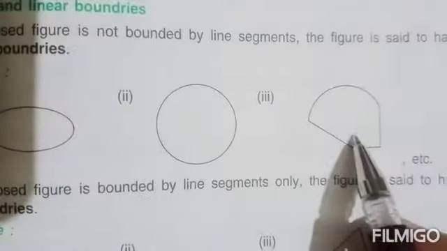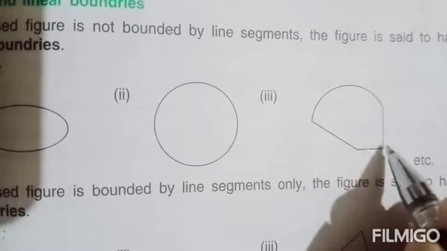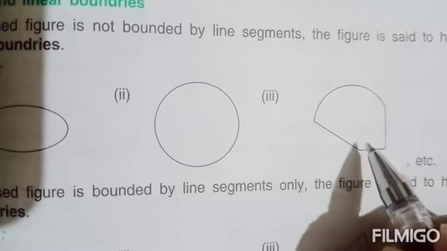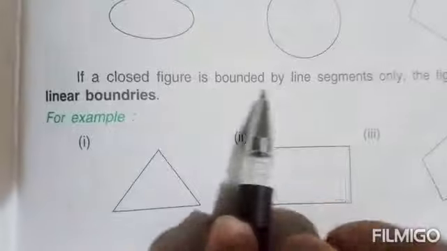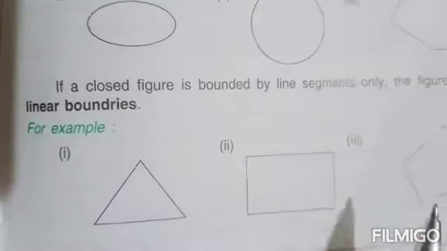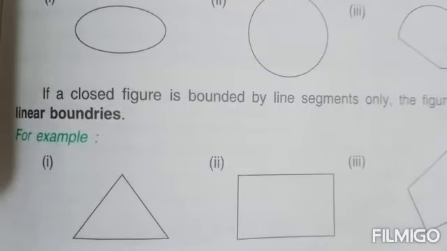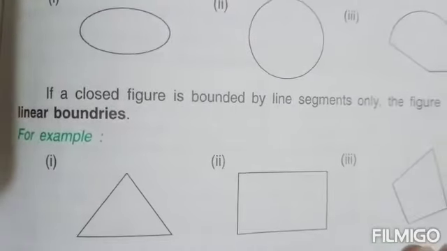Now in this figure you can see line segments. This is a line segment, this is a line segment, this is a line segment. So this figure has no curvilinear boundary. If a closed figure is bounded by line segments only, the figure is said to have a linear boundary. So a figure is said to have a linear boundary if its boundaries are made up of line segments.